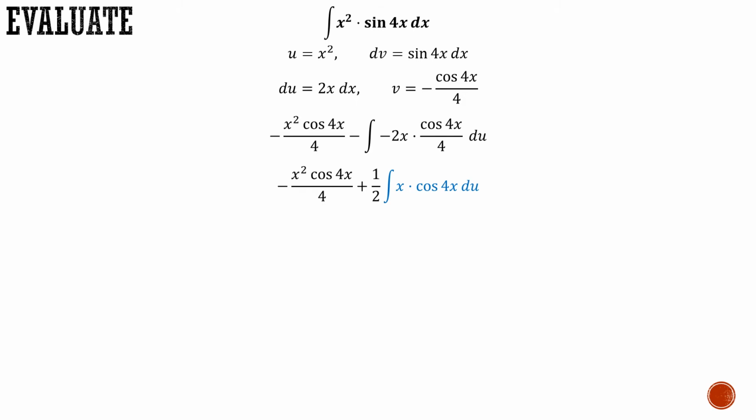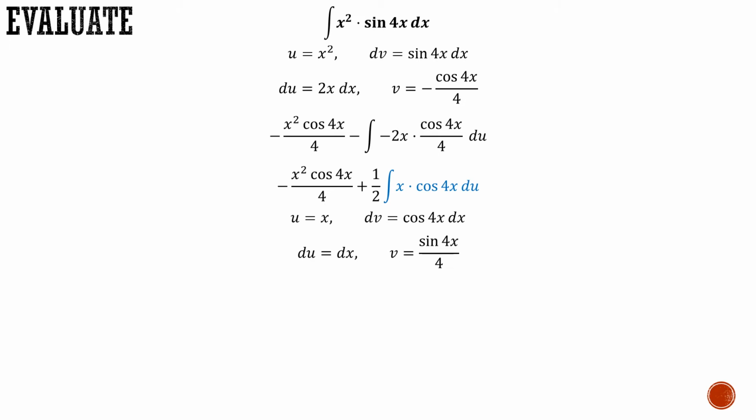Now looking at this integral, I colored it in blue. I notice I have a similar situation as before. I still can't take this integral. I still don't know what the integral is, so I have to do my by parts again. So for just this blue integral, I'm going to let u be x, dv is going to be cosine 4x dx. That means du is going to be dx, and v is going to be sine 4x over 4.